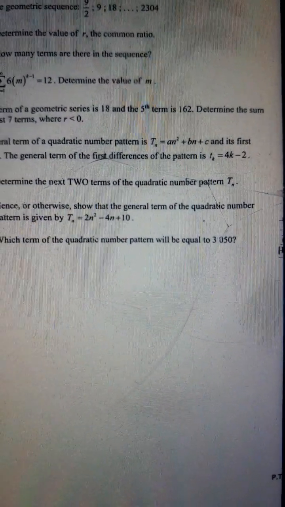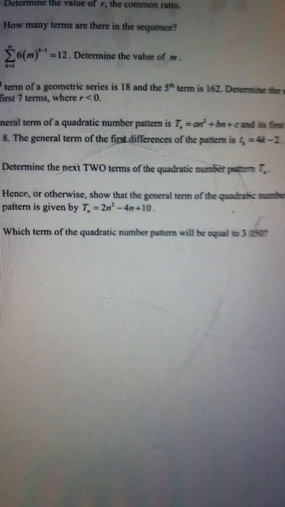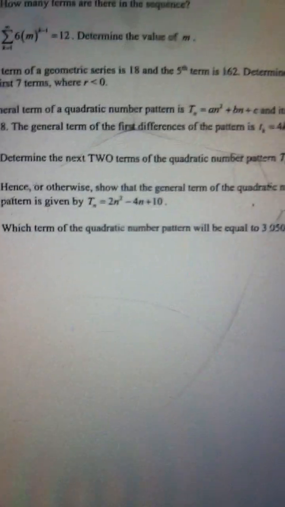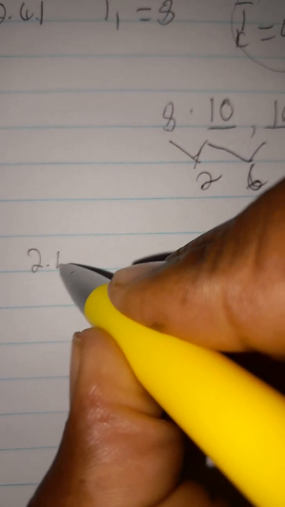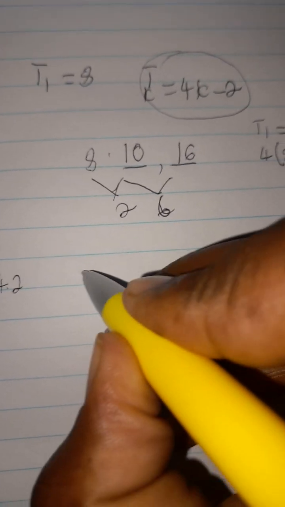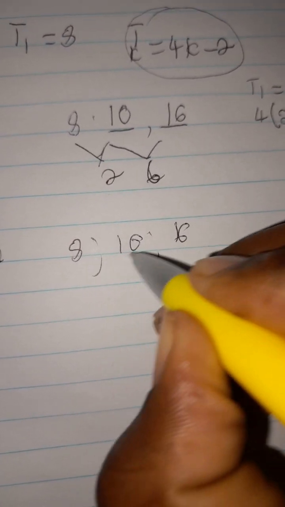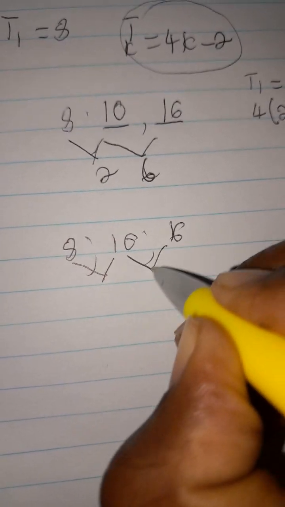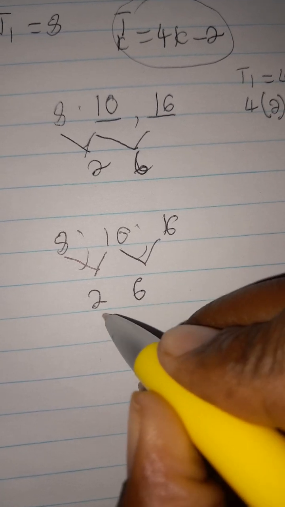Using the first difference, we were given a hint there, right? Then they said, hence or otherwise, show that the general term of the quadratic pattern is given as 2n squared minus 4n plus 10. That's nice, guys. I will tell you why I say it's nice. Remember that you are given 8, 10, 16. So our difference here will be 2, 6. 6 minus 2, that will be 4.